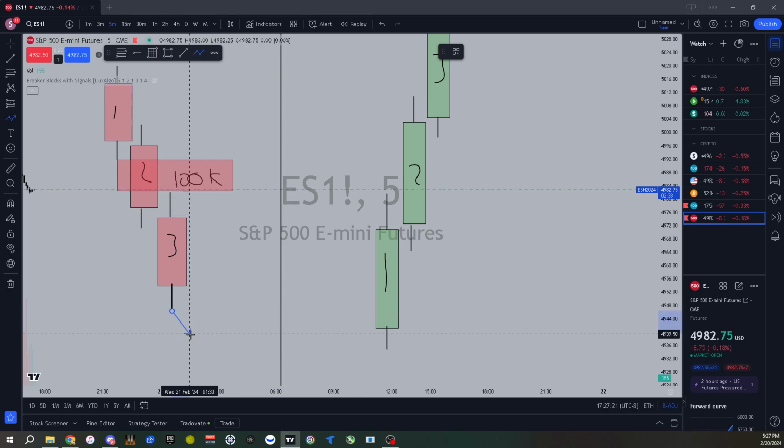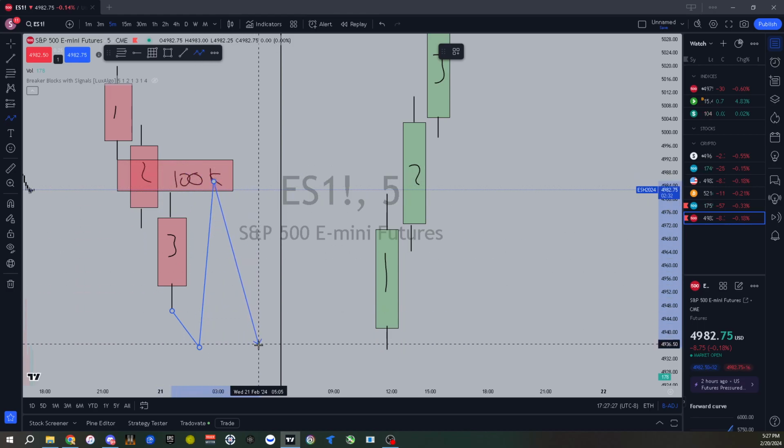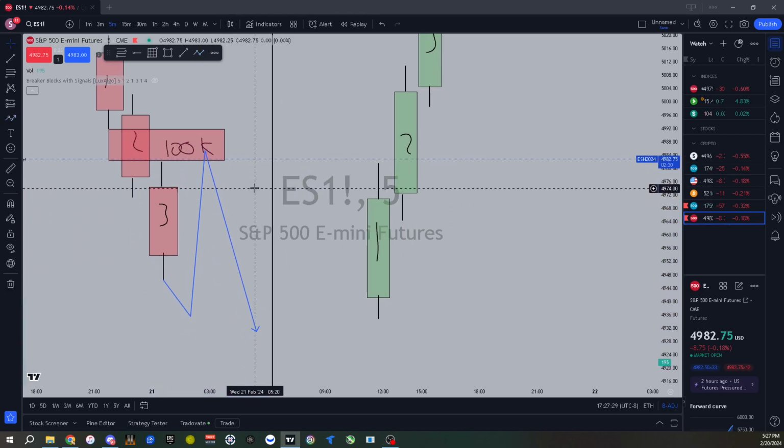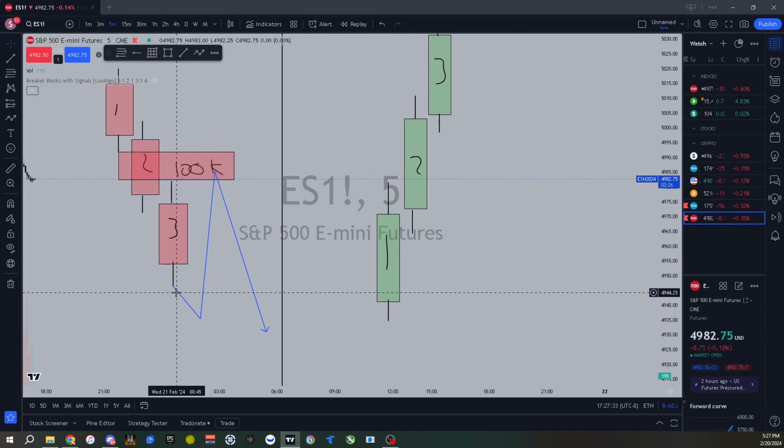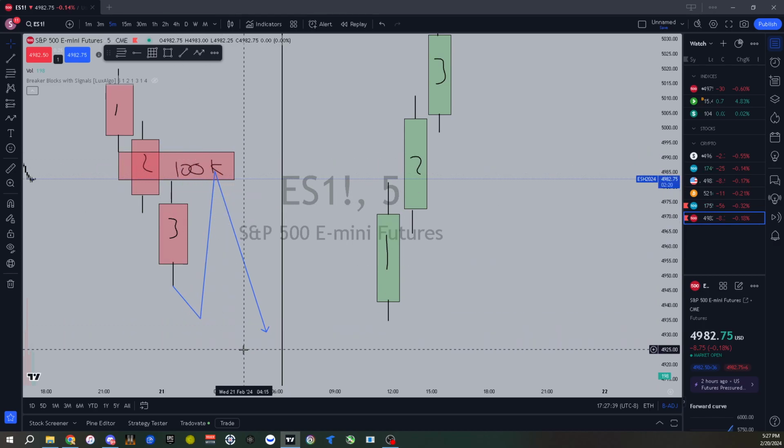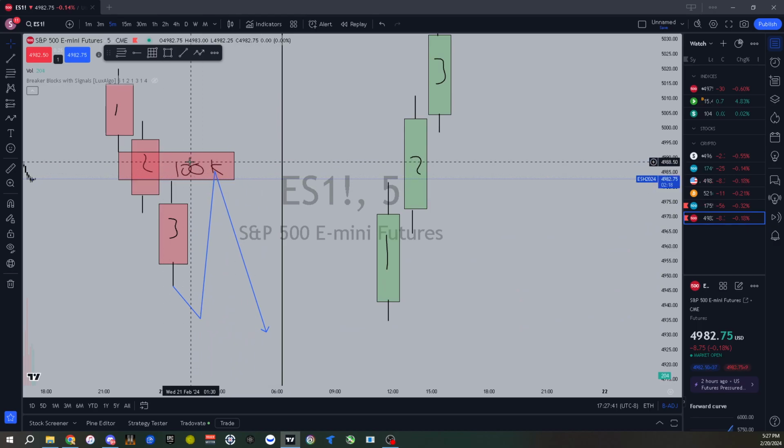What does price do? Price has to come back up here, fill these orders before it can move back down. Okay? So there's 100K orders sitting here. Price has to come back up here. All these orders get filled, and then the market can move down. It has to retarget the imbalance. It has to fill that imbalance. That is how the market moves. It targets imbalances. That is how the algorithm is set.